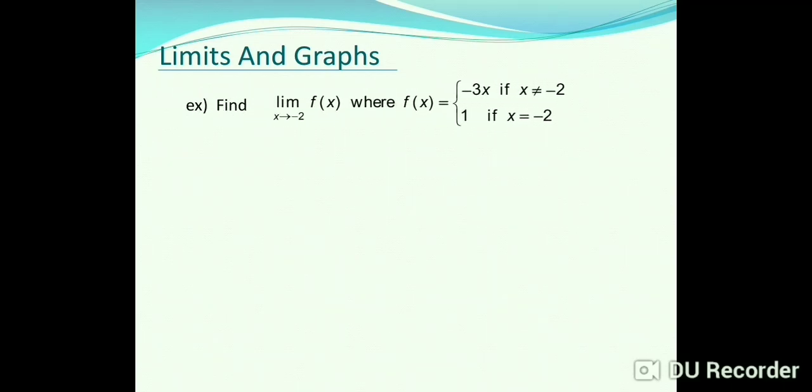This is by an example. Consider the example of finding the limit of f of x as x tends to minus 2, where f of x is equal to minus 3x if x is not equal to minus 2, and f of x has value 1 if x is equal to minus 2. This is by the graphical method as shown following.